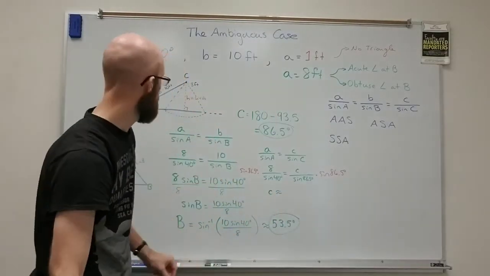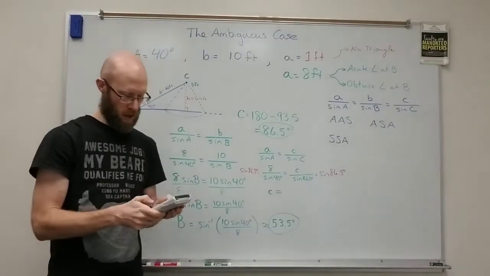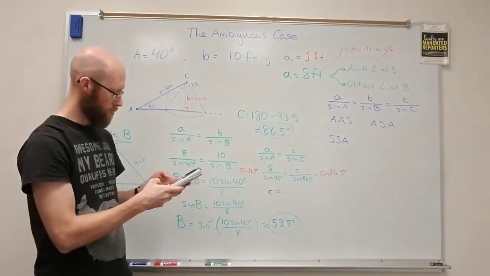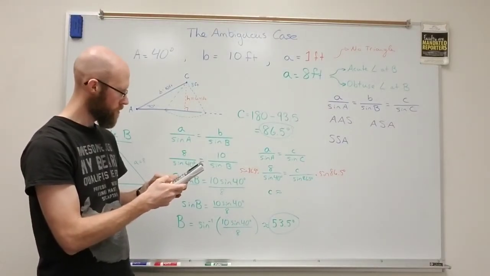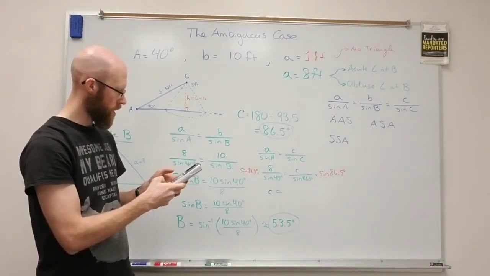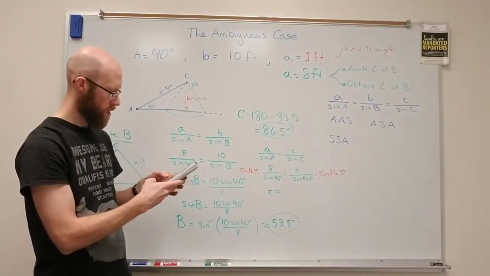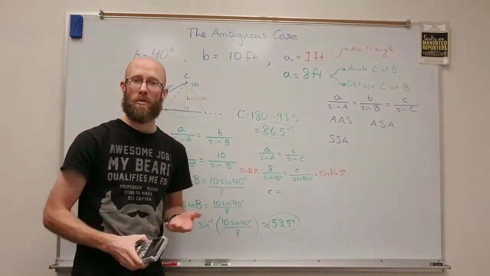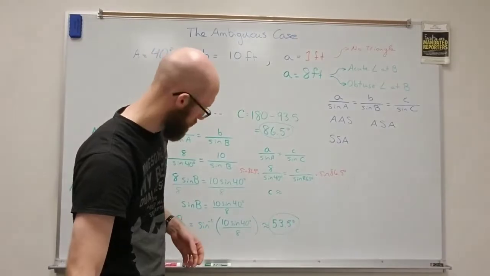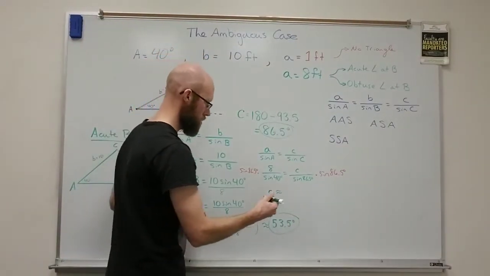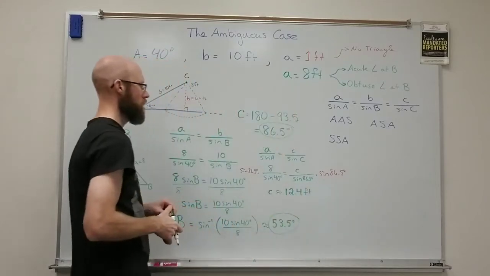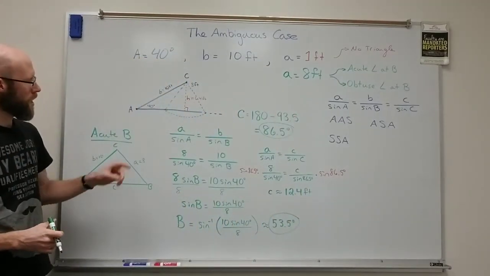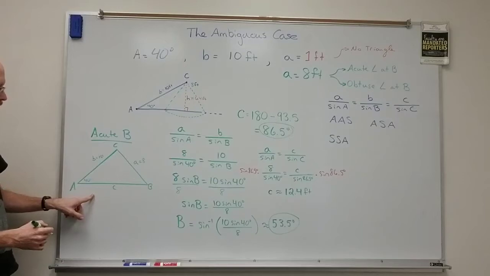And should be able to just punch that in a calculator and get a good value for little c. All right. We'll just round that to the nearest tenth of a foot as well. All right, so I'm going to punch in 8 sine 86.5 divided by the sine of 40. And that's 12.4 roughly. Okay. So this gives us a C value of approximately 12.4 feet. That should work out nicely. That's our side C here.